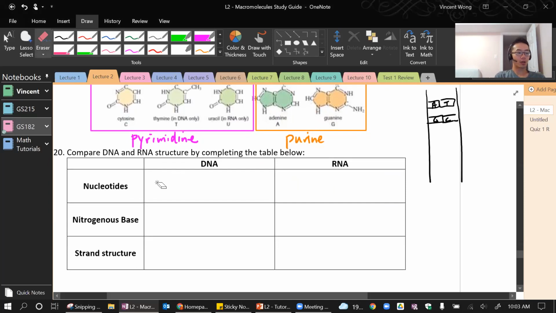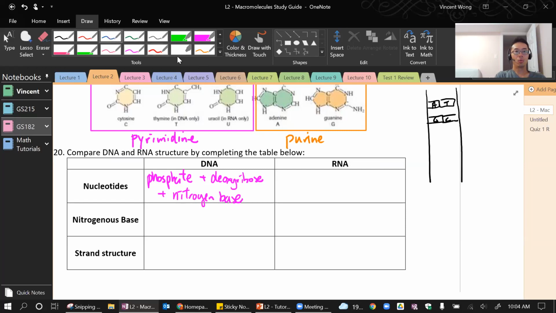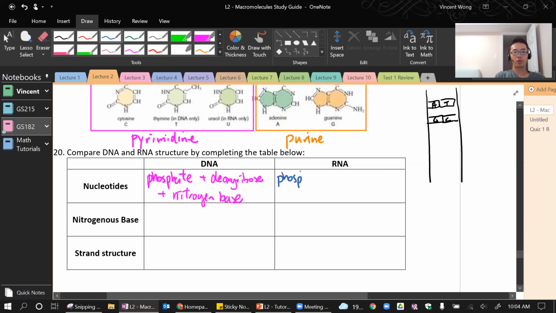Okay, DNA versus RNA. Nucleotide. What is the nucleotide made up of? Well, we are going to have a phosphate. And for DNA, which stands for deoxyribose nucleic acid, we're going to have a deoxyribose, a sugar missing an oxygen, plus a nitrogen base. Whereas for RNA, we are going to have a phosphate, and this time instead of the deoxyribose, we have the ribose sugar plus nitrogen base.